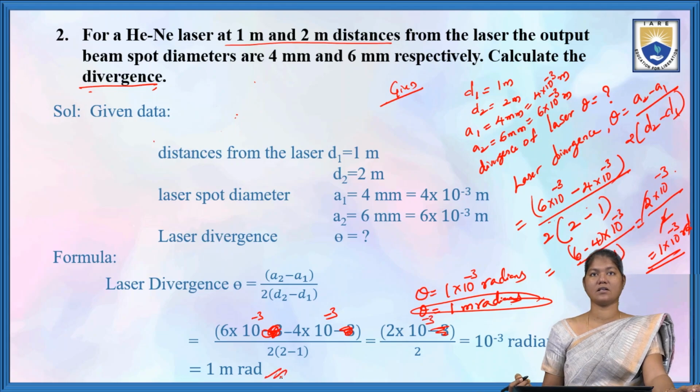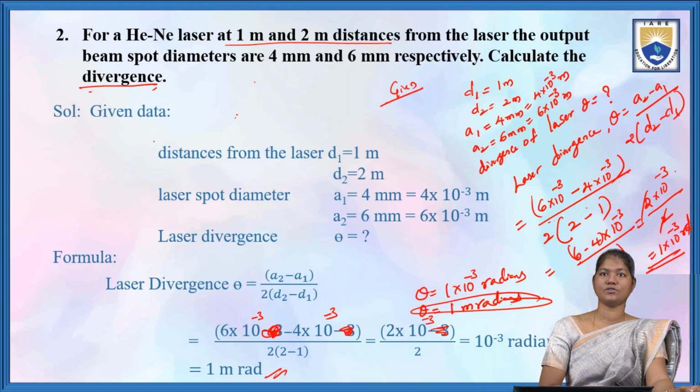So the answer is theta, laser divergence, is equal to 1 milliradian.